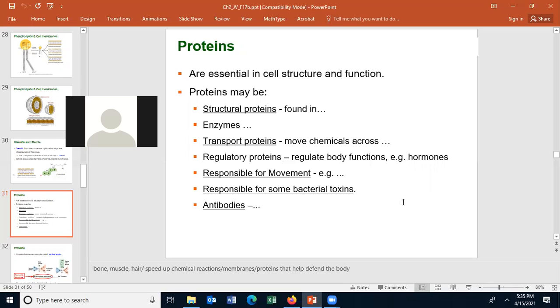There are proteins that are responsible for movement. Whenever you move your muscle, that's because of the proteins. And it's also true for a bacteria that's swimming through water. It's swimming because of proteins. So proteins are responsible for movement. They're also responsible for some of the bacterial toxins. Most of the exotoxins, and we'll talk more about that, are bacterial proteins.